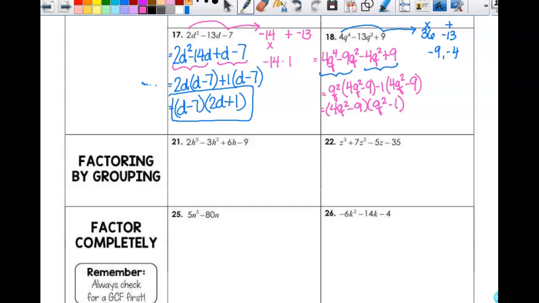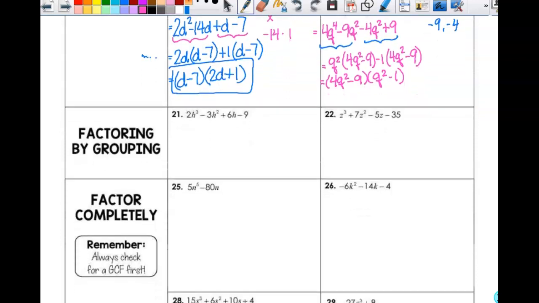Can I factor that more? Yes, because those are both what? What's the situation called? Difference of squares, exactly. So then this is going to become 2q plus 3 times 2q minus 3 times q plus 1 times q minus 1. And there you go. Okay. What questions do you have?